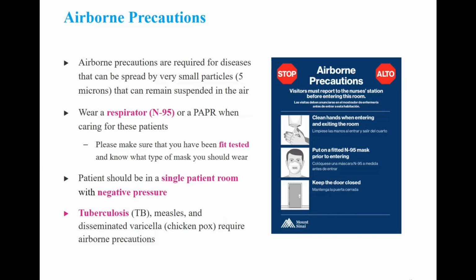Airborne precautions are different than droplet precautions. Airborne precautions are required for diseases that can be spread by very small particles, about 5 microns, that can remain suspended in the air. We wear a respirator, an N95 or a PAPR, when caring for these patients. We must be fit tested and know what type of mask fits our face. That said, this is why we do not have our volunteers enter our airborne precautions rooms, because our volunteers have not undergone fit testing. Patients should be in a single patient room with negative pressure. Examples of diseases that require airborne precautions include tuberculosis, measles, and disseminated varicella, also known as chickenpox.